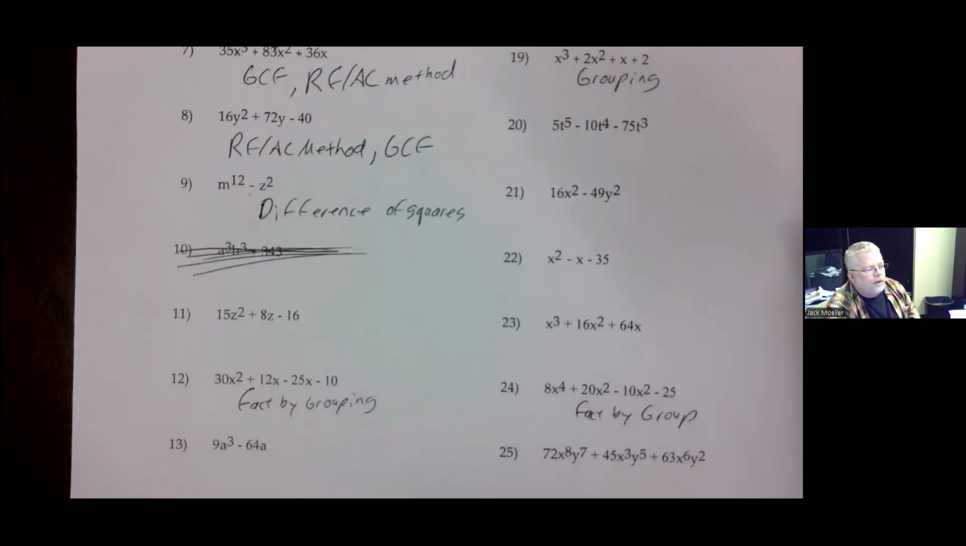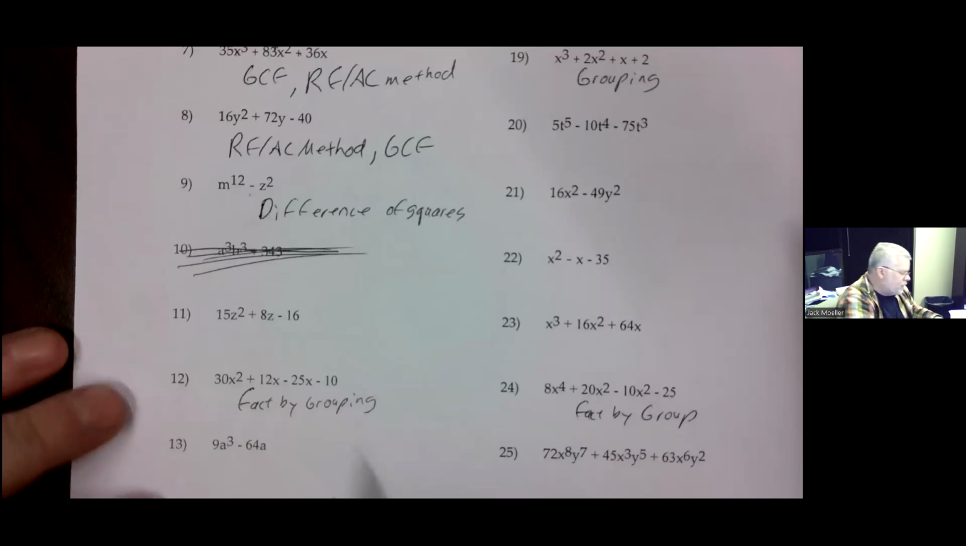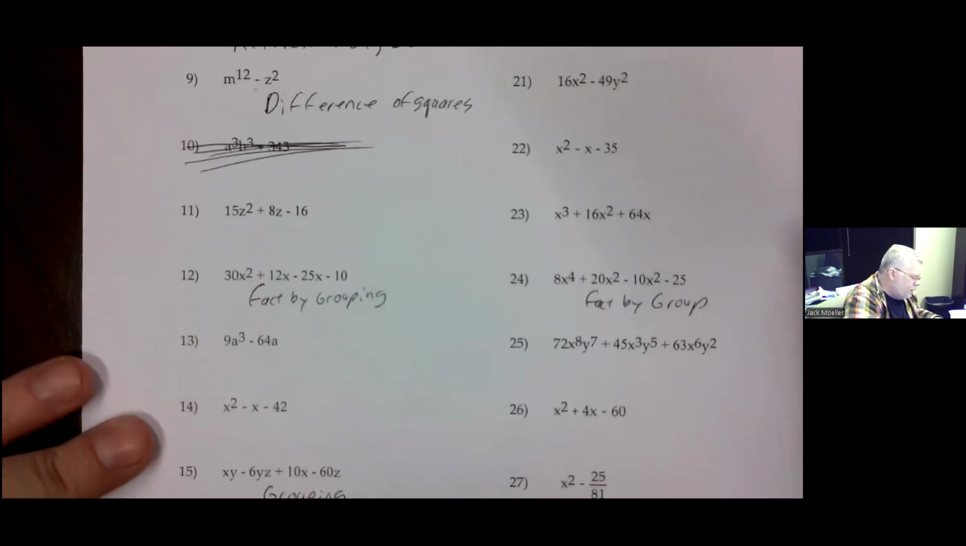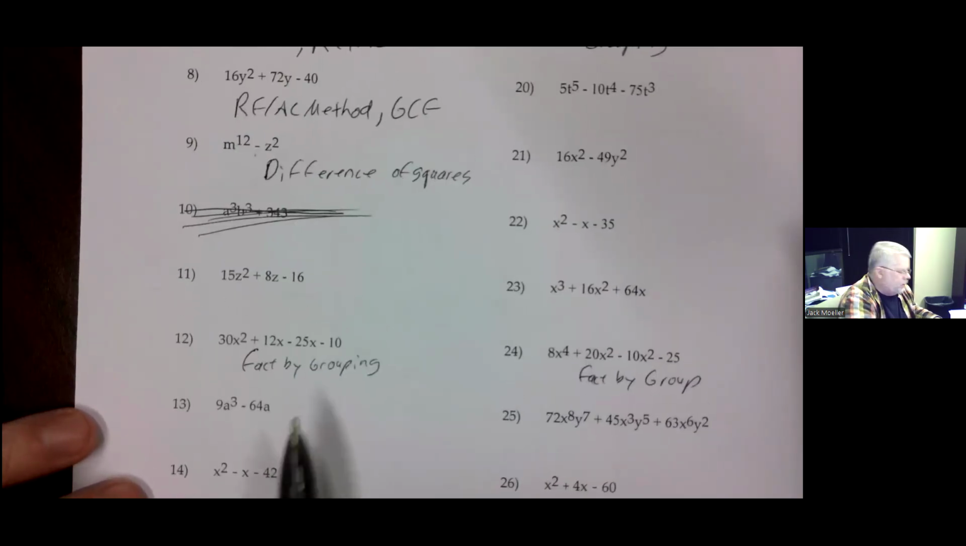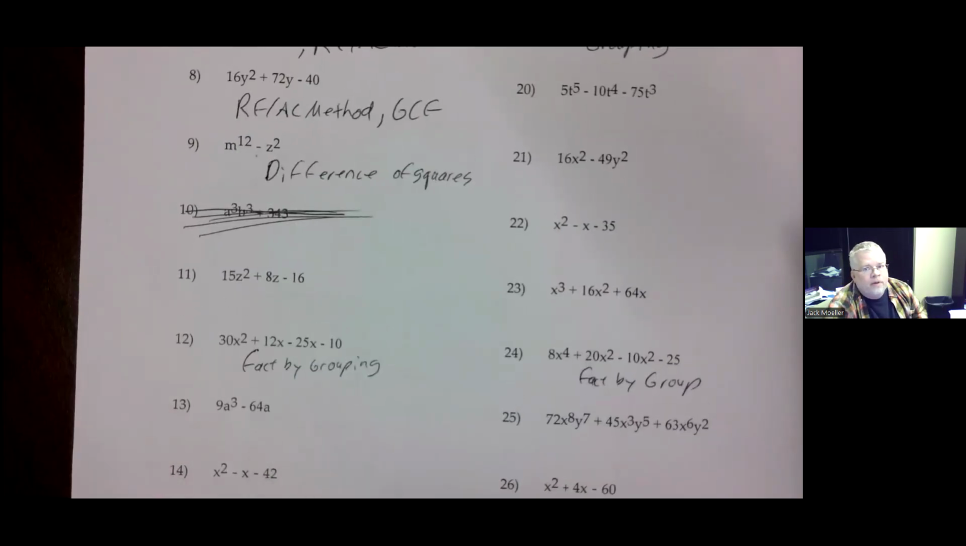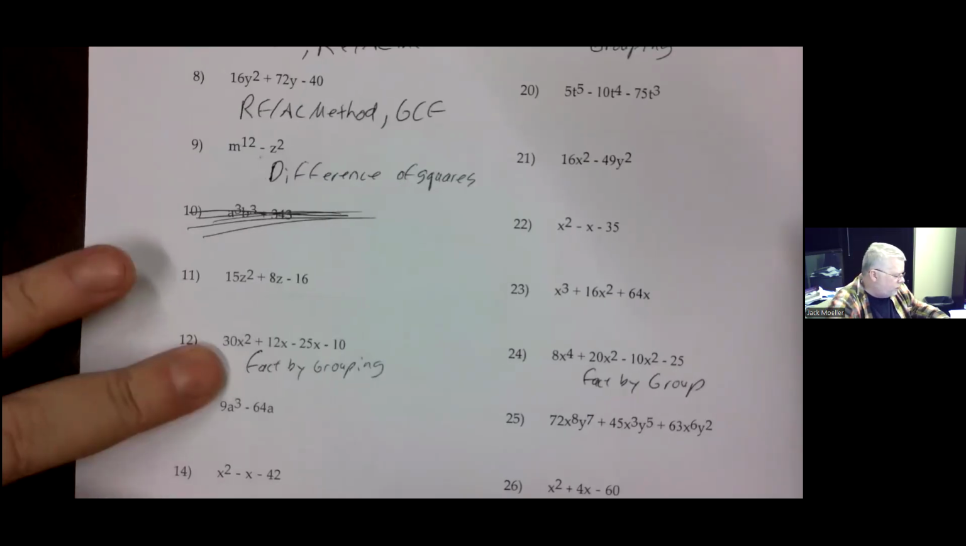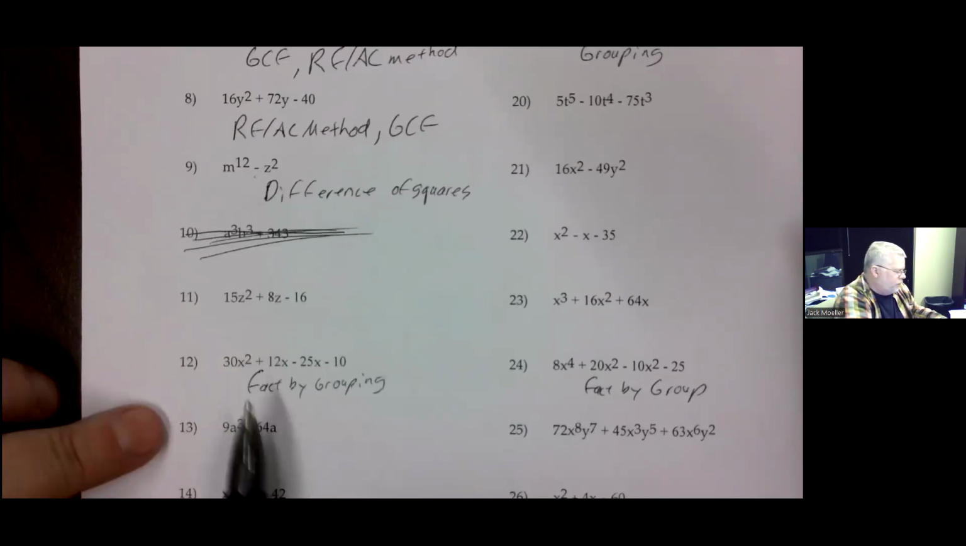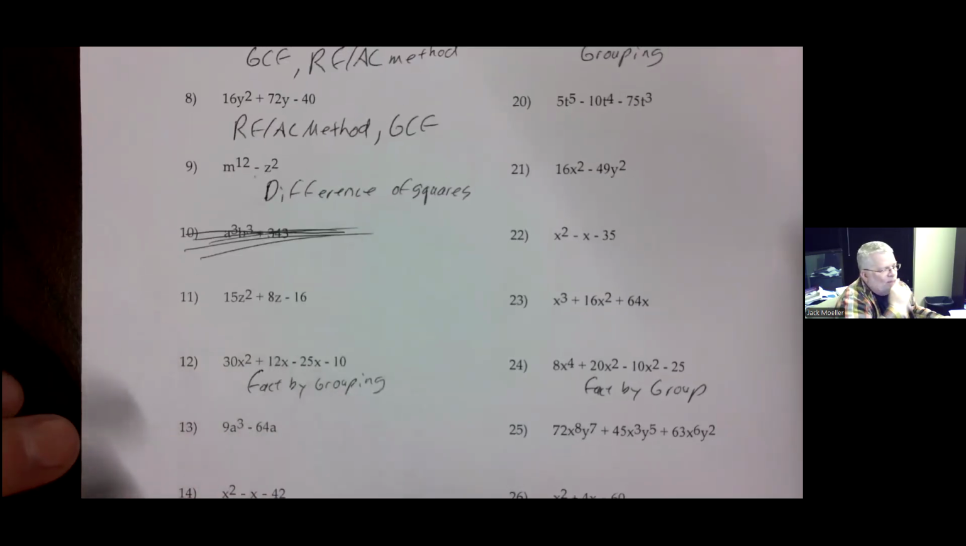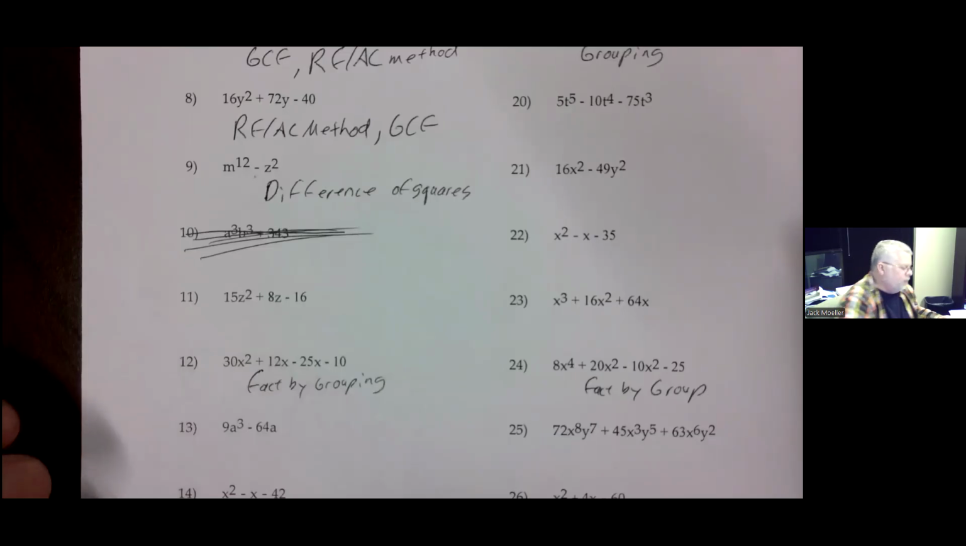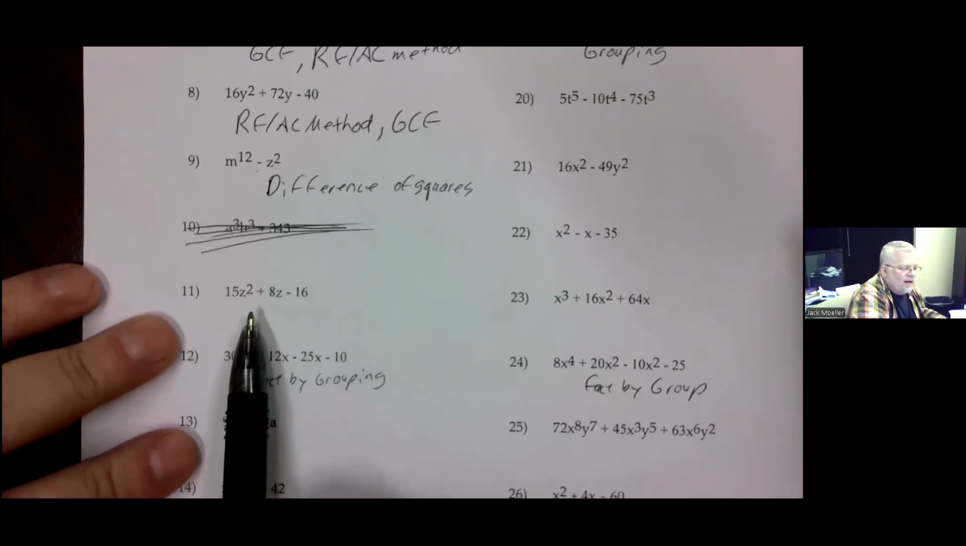What technique would you use for 11? 15z squared plus 8z minus 16. Well, I always like to look for a GCF, which, by the way, on the rest of these I didn't look for. Part of that is because I've seen these problems enough that I don't expect them to put a GCF in a 4-term polynomial. So I kind of don't look for it, because we take care of that when we do the factor by grouping anyway. But in 11, is there a GCF there?